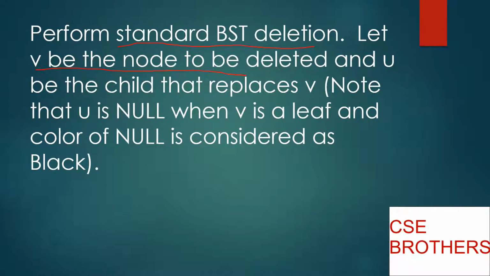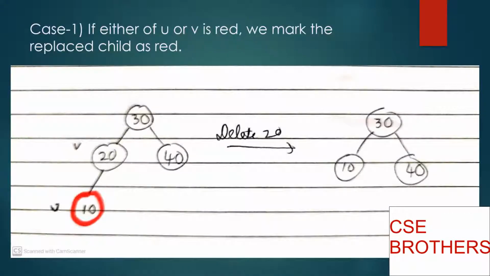be the child that replaces V. Now even if U is null and when V is a leaf, the color of null is still considered to be black, so U will still be considered. The first and the most simple case is that if either U or V is red, we mark the replaced child as black. So here we'll delete V and we'll replace it with U and we'll mark U as black, and this will balance our tree.